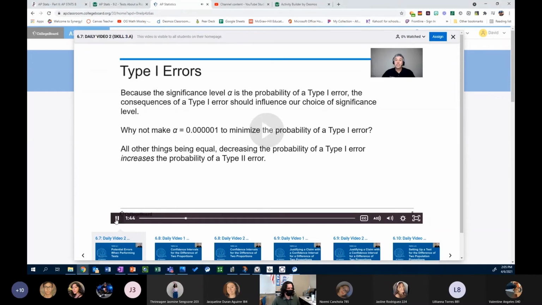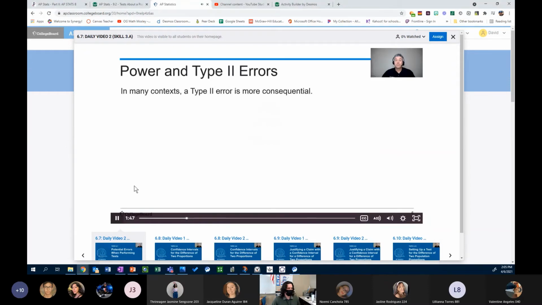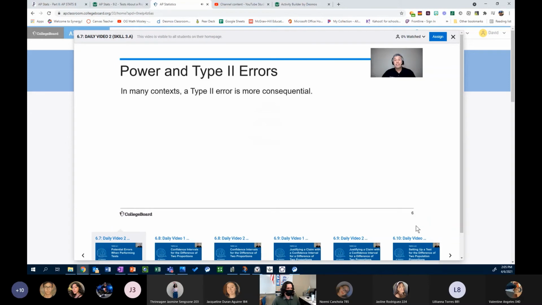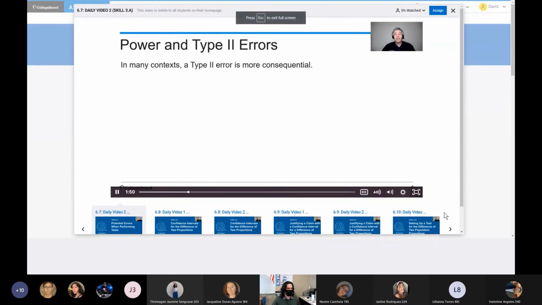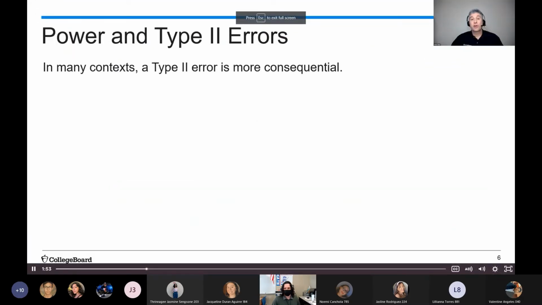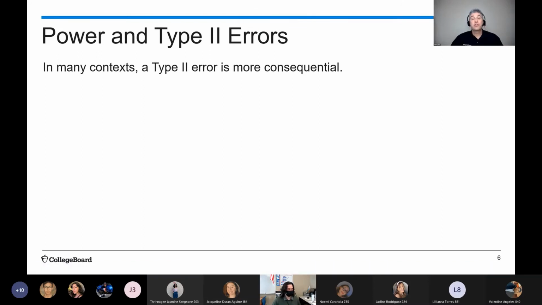We'll see. Choice in significance level. Now let's talk about power and type 2 errors. In many contexts, a type 2 error is more consequential. I say this because in most research, researchers are trying to show that the alternative is true. And if they make a type 2 error, that means they didn't find convincing evidence the alternative is true, when it really is. So their suspicions were correct, they just didn't get the data to back up their suspicions. So for a researcher, a type 2 error is really bad news.